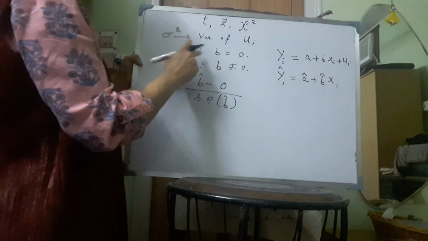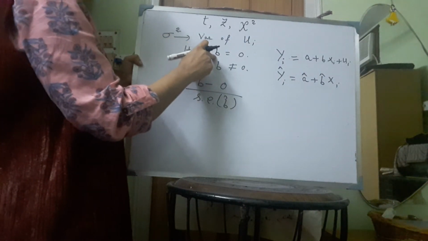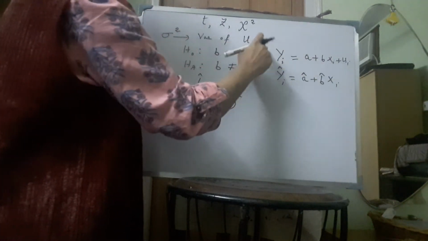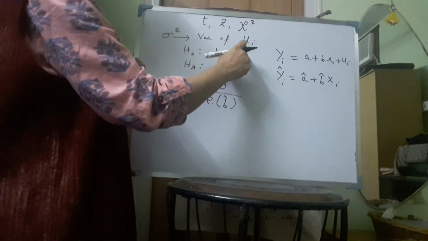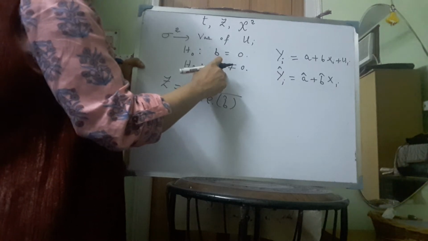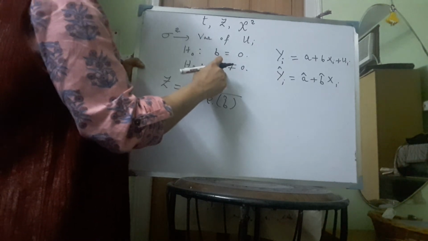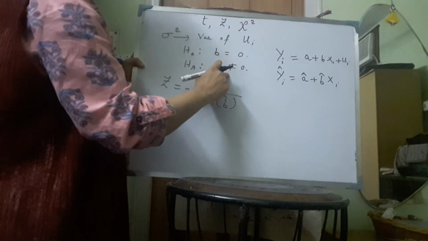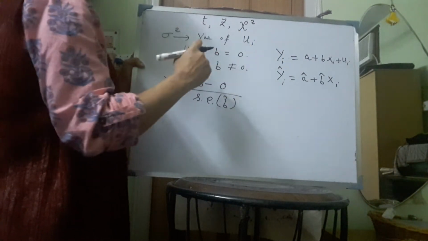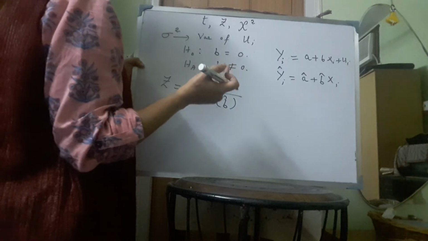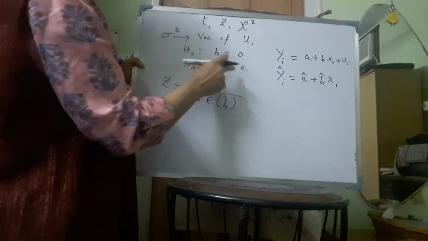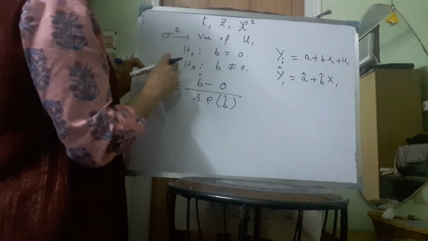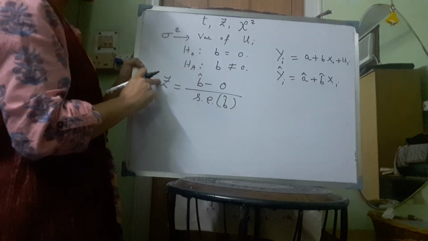Now here in the null hypothesis, we are assuming that b is equal to 0, that is, the impact of xi on yi is 0. And in the alternative hypothesis, we are assuming that there is some impact of xi on yi. We do not know the nature of the impact. It can be a positive impact or it can be a negative impact, but it will have some impact. That we are assuming in the alternative hypothesis. And accordingly, we are forming the Z statistics.